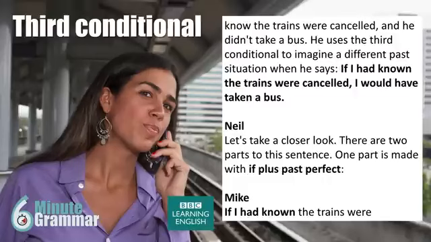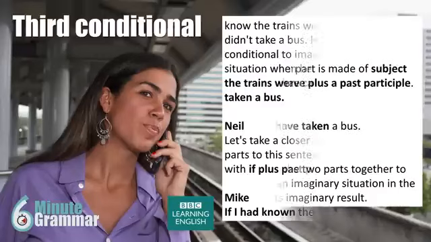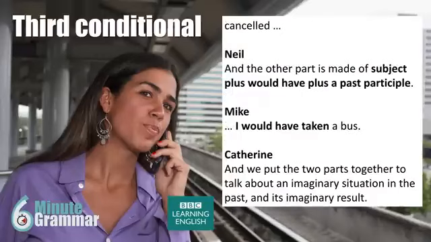Let's take a closer look. There are two parts to this sentence. One part is made with if plus past perfect. If I had known the trains were cancelled. And the other part is made of subject plus would have plus a past participle. I would have taken a bus. And we put the two parts together to talk about an imaginary situation in the past and its imaginary result.